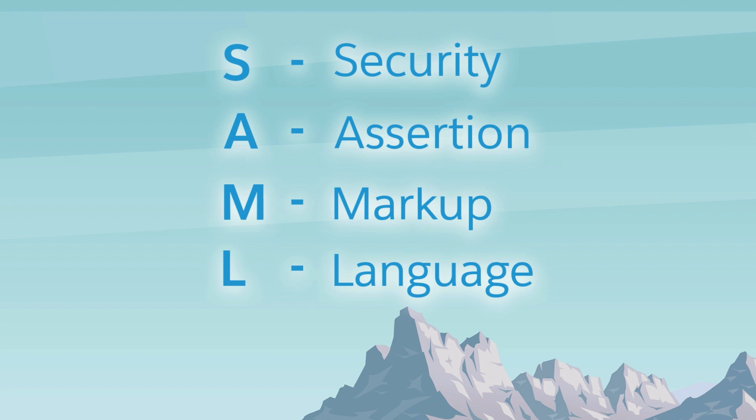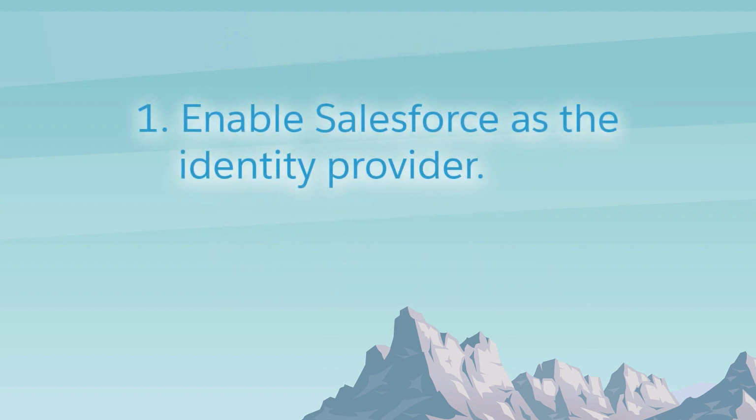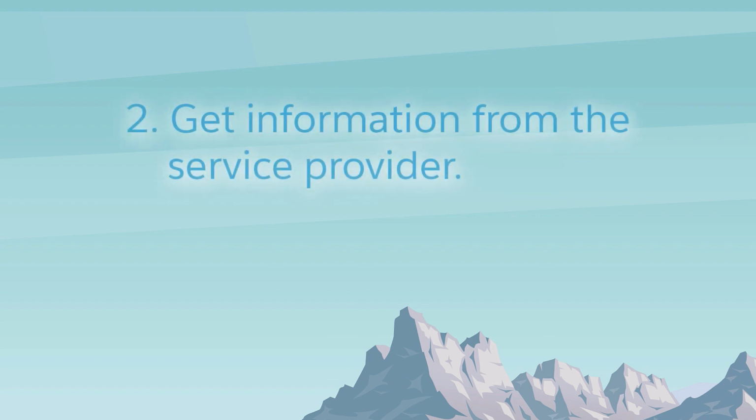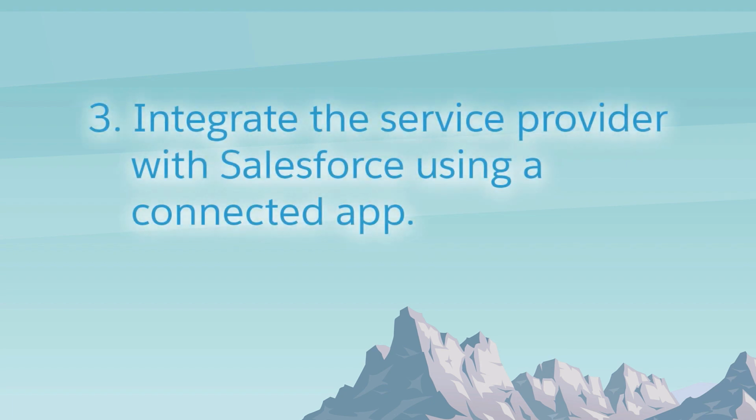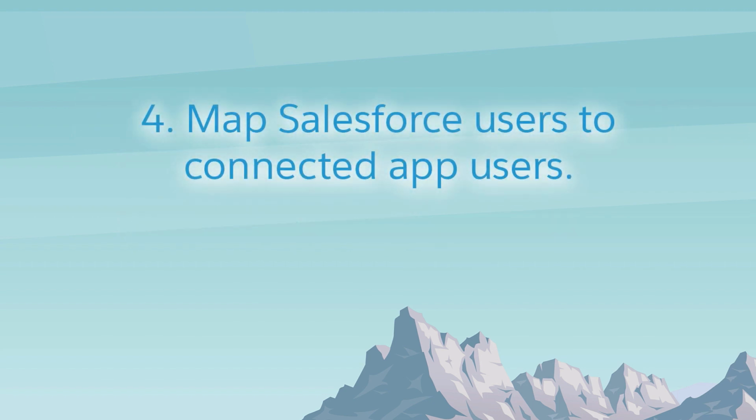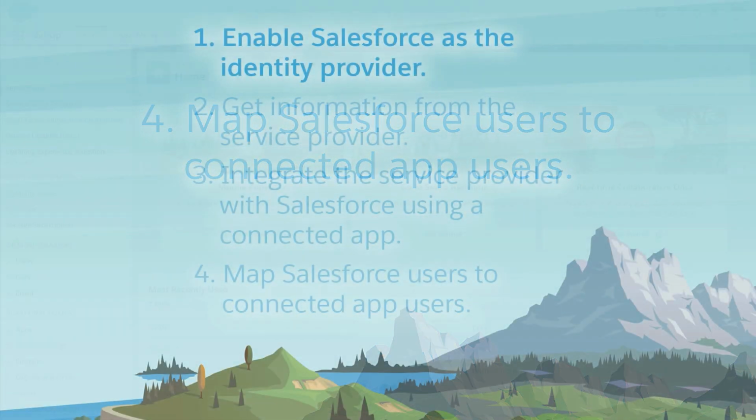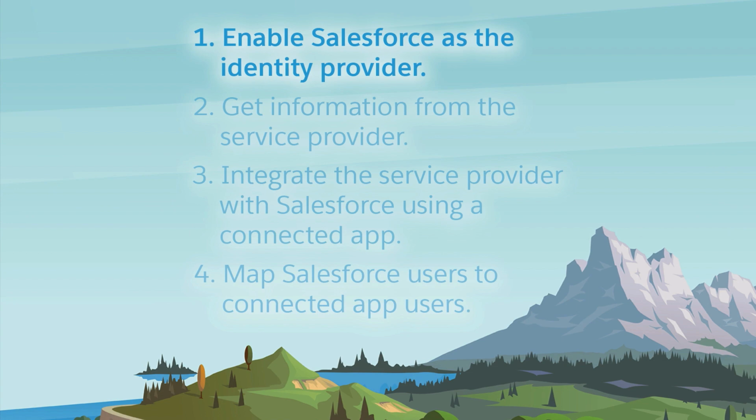Here's the general process to set up SSO. First, enable Salesforce as the identity provider. Next, get key information from the service provider, Heroku. Then, you can integrate Heroku with the Salesforce org by creating a connected app. And you can map your Salesforce users to the connected app. Now you can set up SSO.